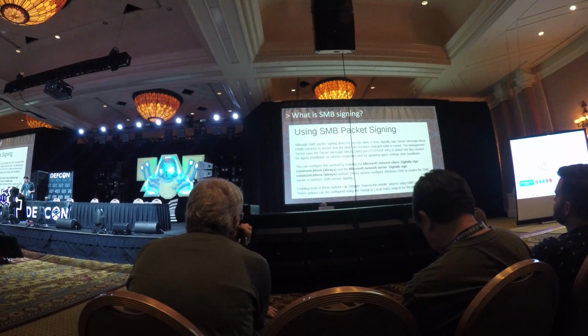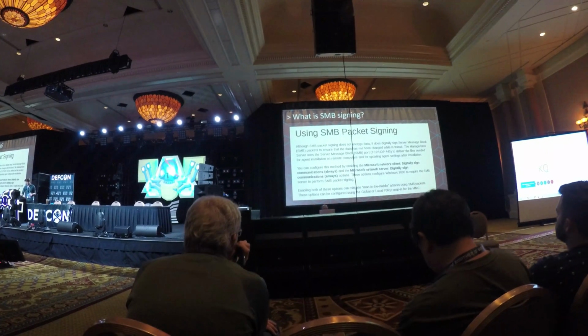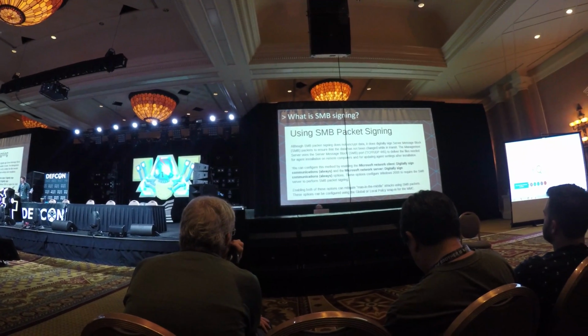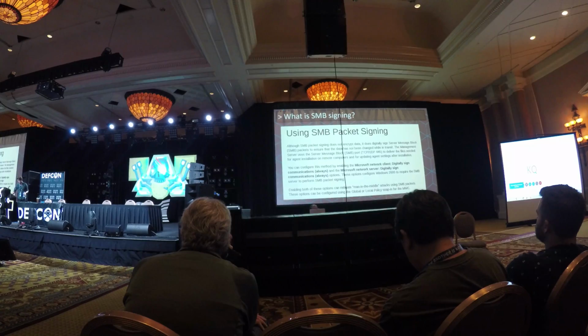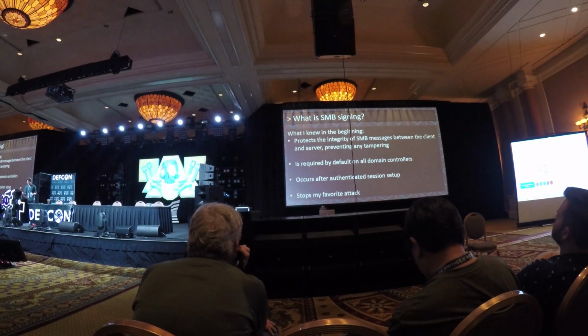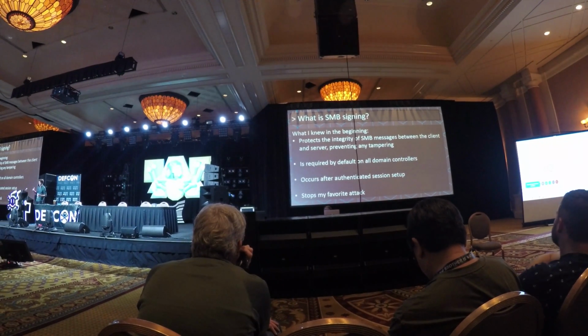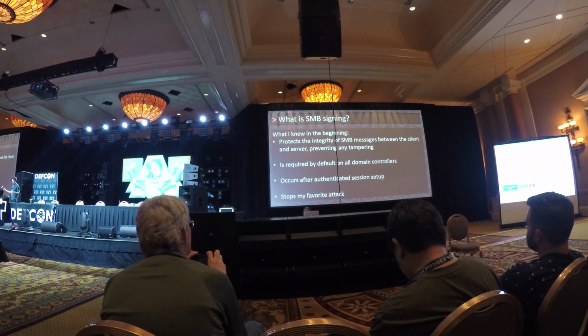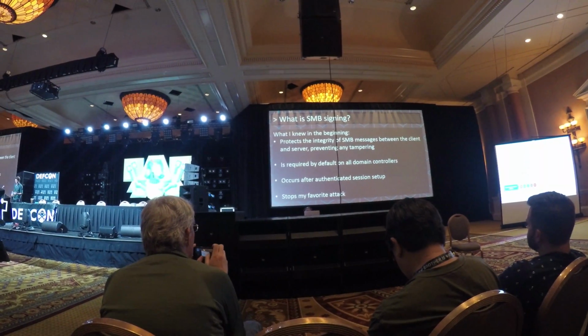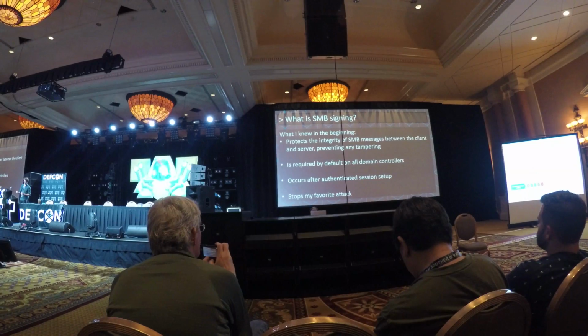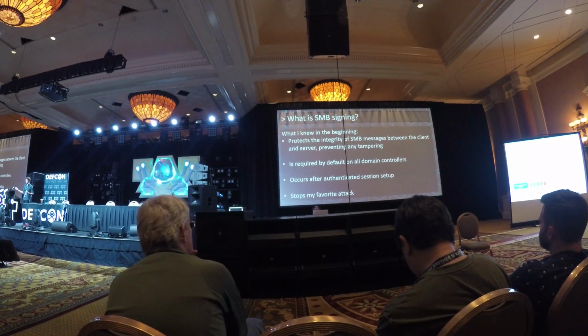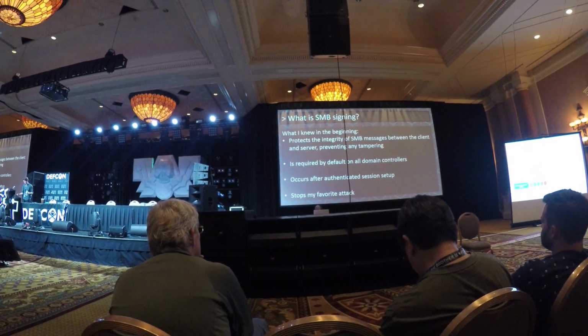It's Microsoft's solution to stop man-in-the-middle attacks. That's about it. That's all the information I could find. So, I knew that it protects the integrity of SMB messages, because if we edit it after signing is enabled, we get screwed. It's required by default on DCs. It occurs only after the authentication process, and it stops my favorite attack, which is kind of a dick move.